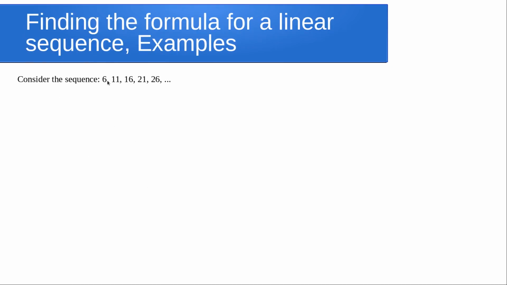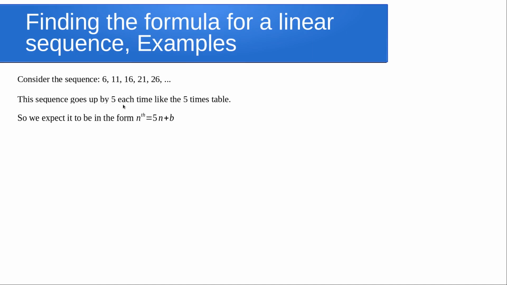So let's look at this sequence here: 6, 11, 16, 21, 26. We're adding on 5, adding on 5, adding on 5, adding on 5, and that's just what happens in the 5 times table. Now the formula for the 5 times table is nth term equals 5n, so ours is going to be nth term equals 5n, but we're going to have to make an adjustment. Now the 5 times table is 5, 10, 15, 20, 25. Our sequence is always one more, so the adjustment means we've got to add on 1.